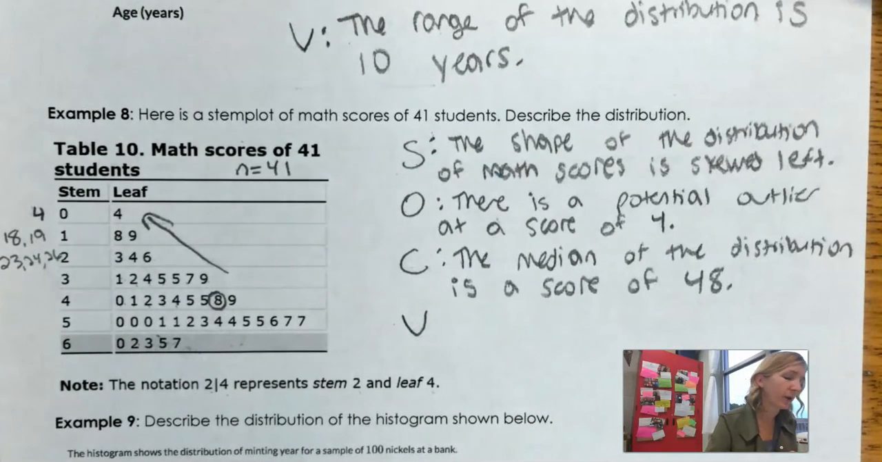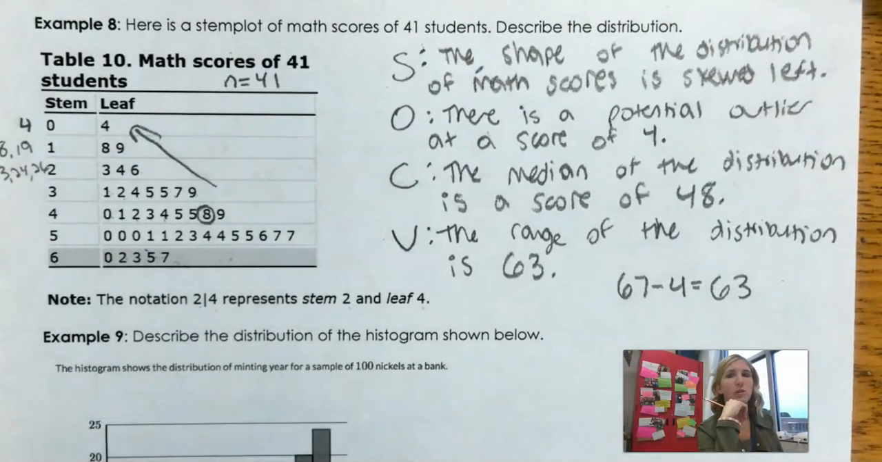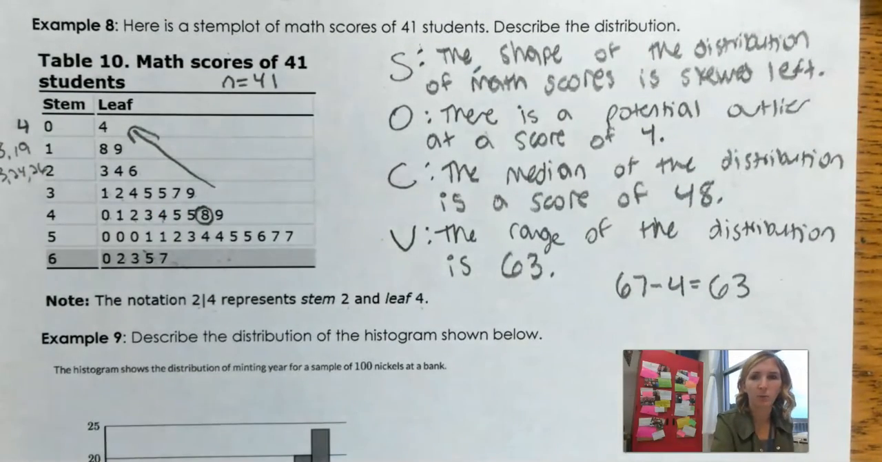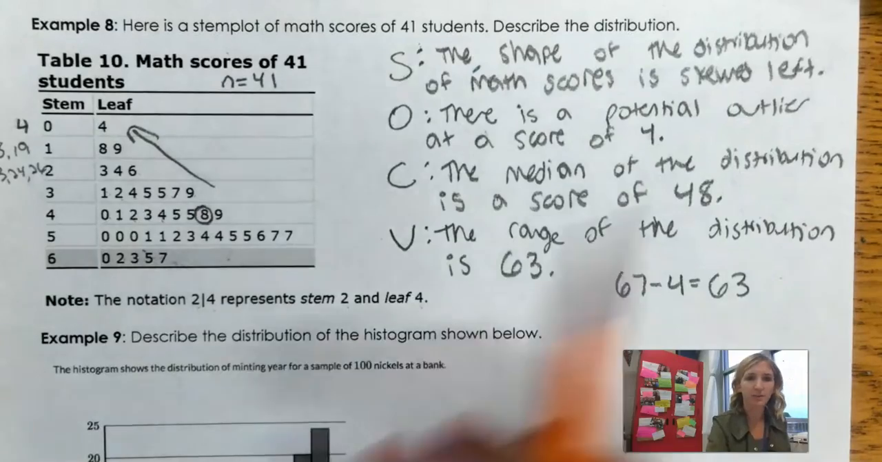All right, go ahead and see if you can write a sentence for the variability. Remember, the only thing we know how to calculate right now is the range. So I have the range of the distribution is 63. I took the max of 67 and I subtracted the min of 4, and I got 63.